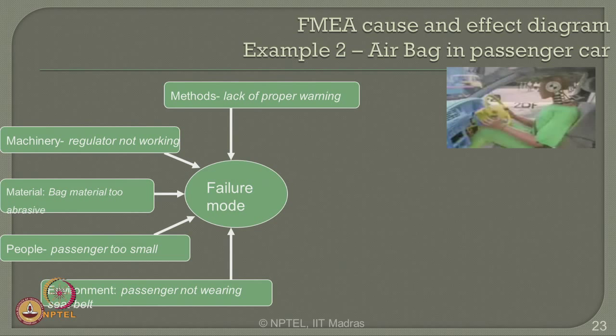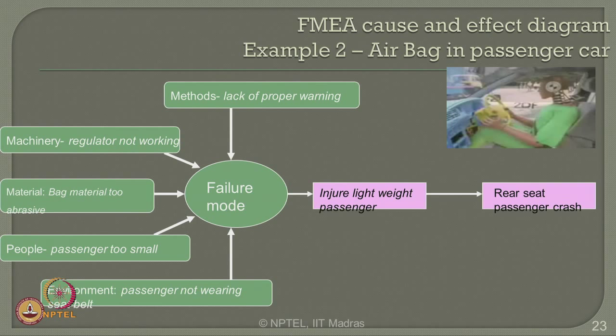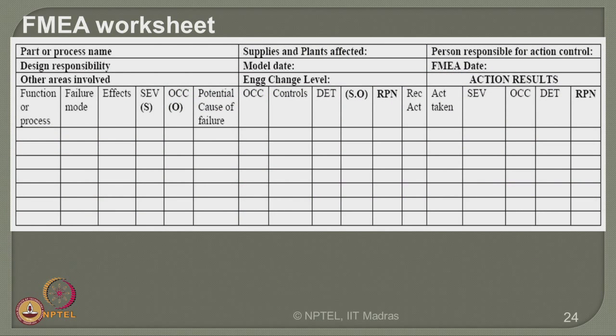So these are all different failure modes in a given problem, whereas the consequences or the effects of this failure can be that it will injure the lightweight passenger, it can also cause a crash to the rear seat passenger, and can also result in the killing of small children, because the passenger needs to have a specific geometric configuration if he has to protect himself from such serious abrasion of accidents. So, failures and causes. Let us talk about the FMEA worksheet.